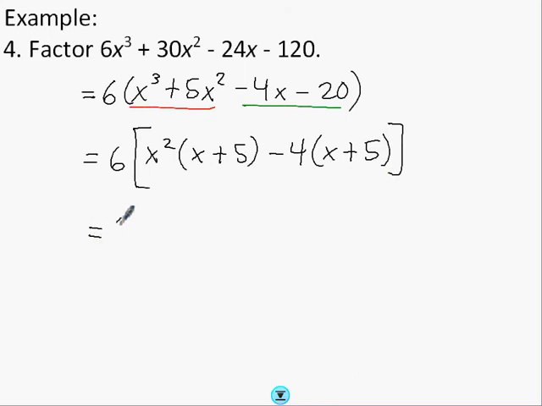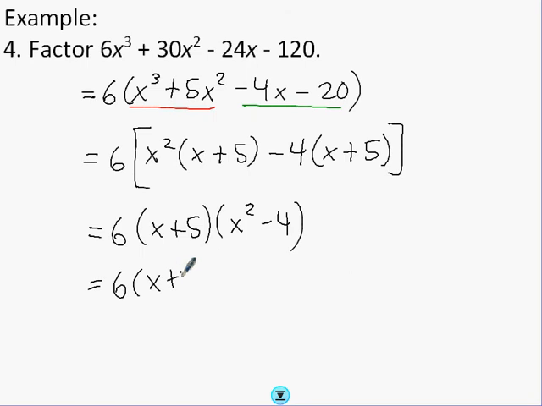Okay, once I do that, we've got the 6. One of my terms is x plus 5. And the other term is x squared minus 4. You might think we're done, but of course this is a lesson on factoring by the difference of squares. And so hopefully you recognize that x squared minus 4 is a difference of squares.